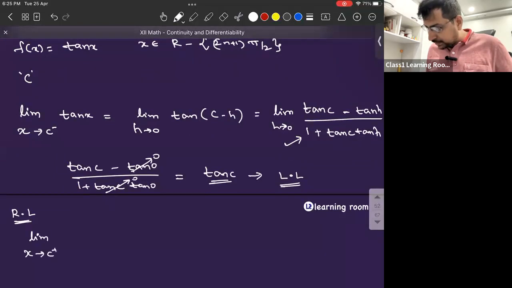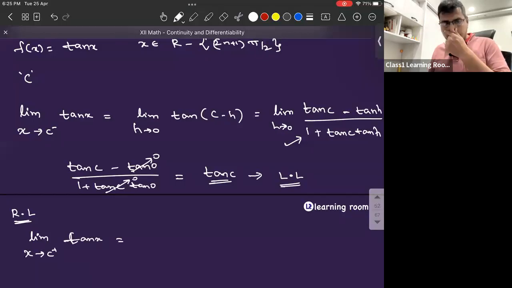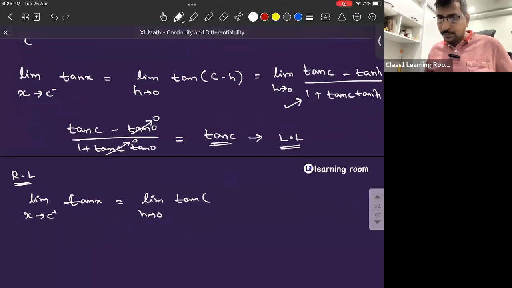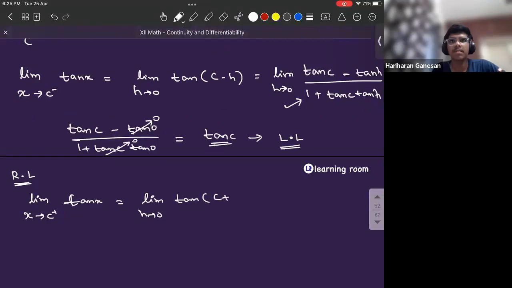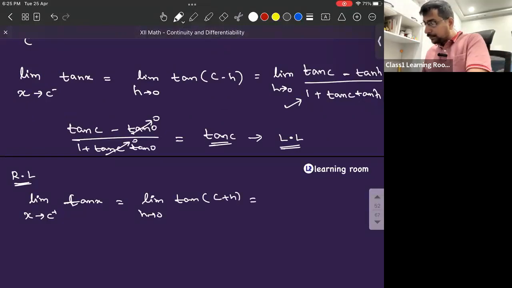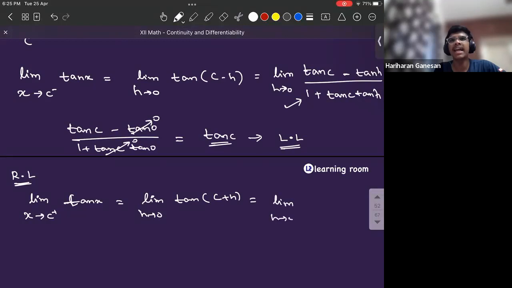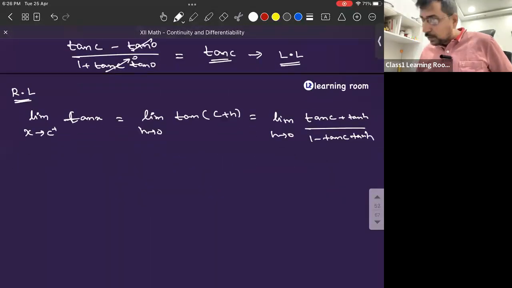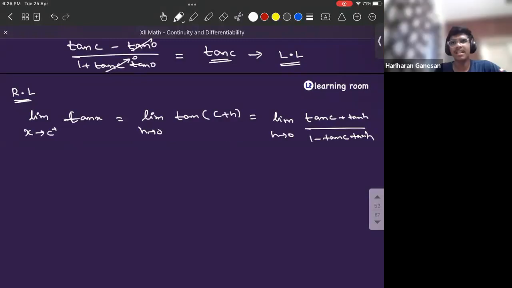Limit x tends to c plus, I'll have tan x equal to limit h tends to 0, tan of c plus h. Now you tell me what is the formula? Limit h tends to 0, tan c plus tan h by 1 minus tan c tan h. Then you will take h tends to 0 and substitute it. Then what will you have? Tan c.